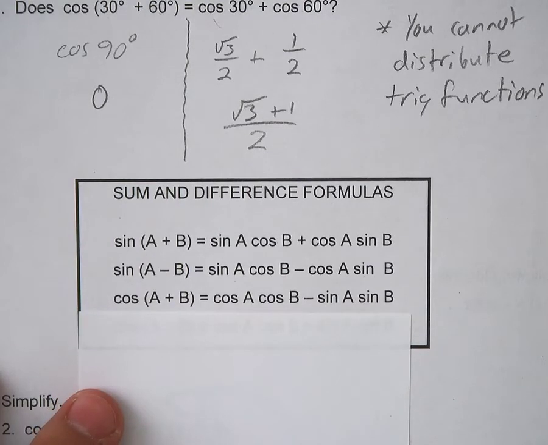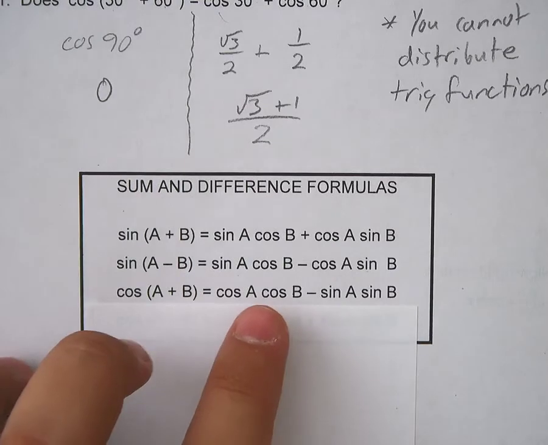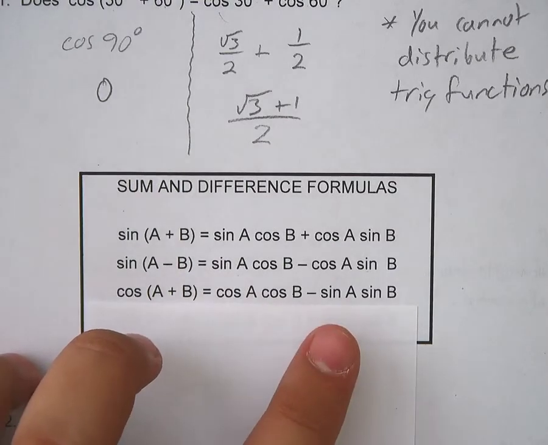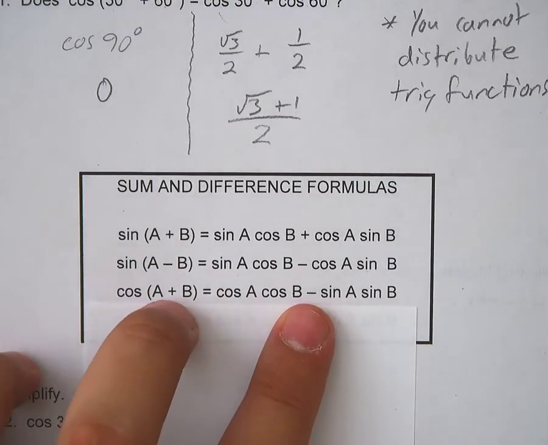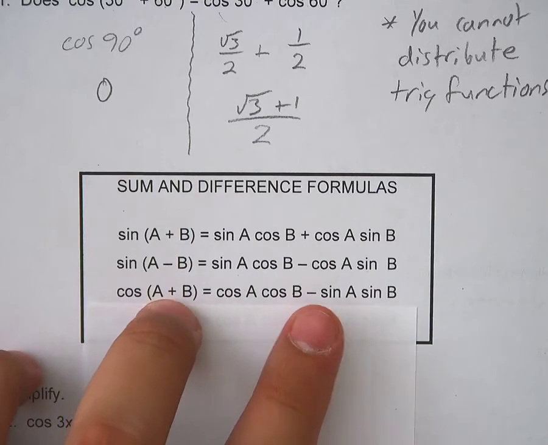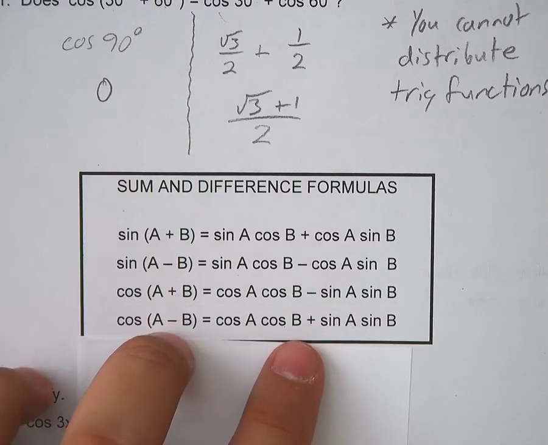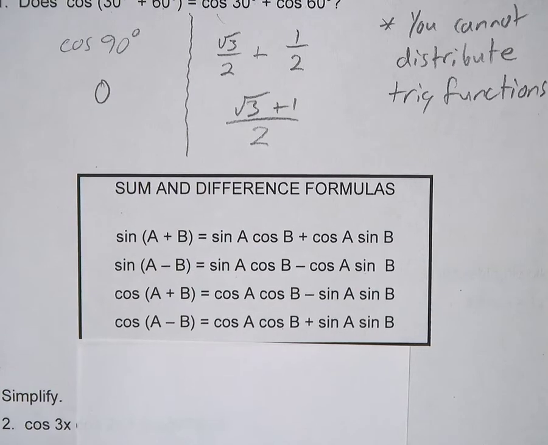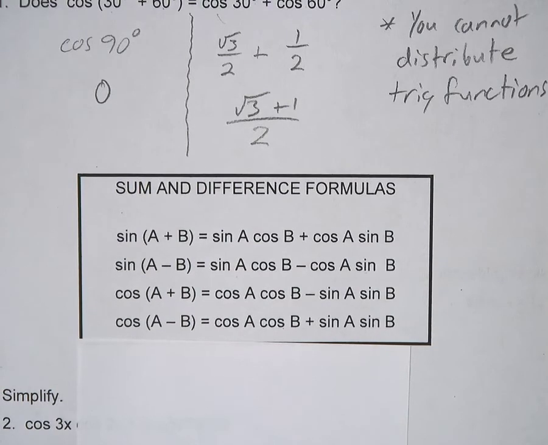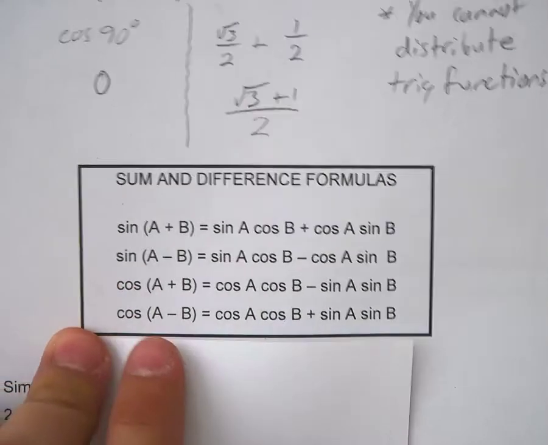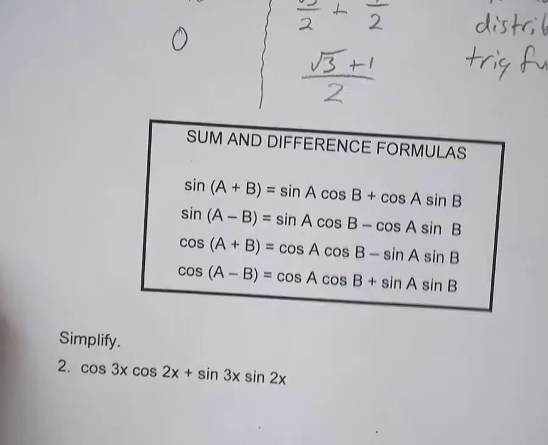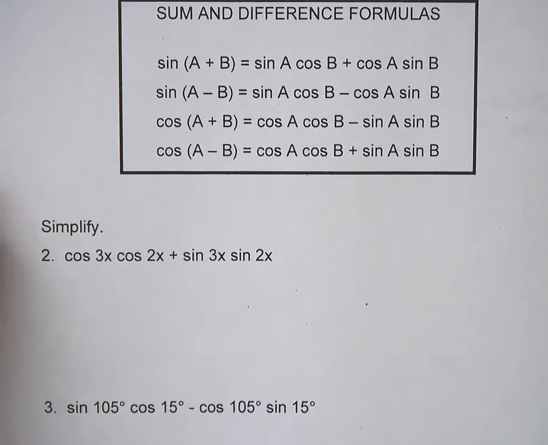Cosine of a plus b is cosine a cosine b minus sine a sine b. This one's different because the plus sign with cosine makes you have a minus sign. Cosine of a minus b is cosine a cosine b plus sine a sine b. Again, you don't need to spend time memorizing them, but you will eventually memorize them just by default.